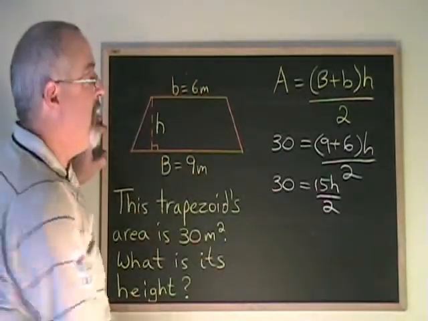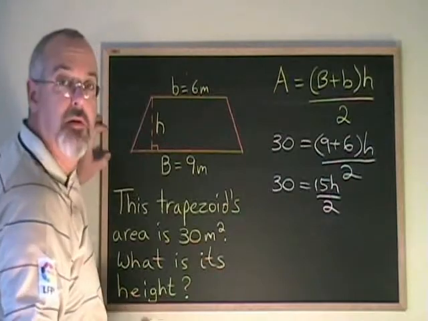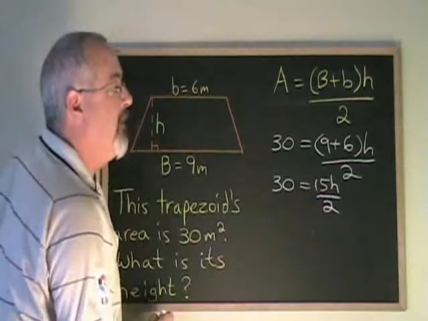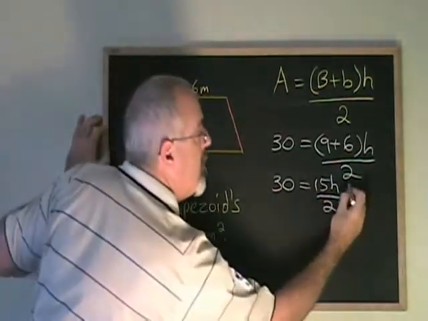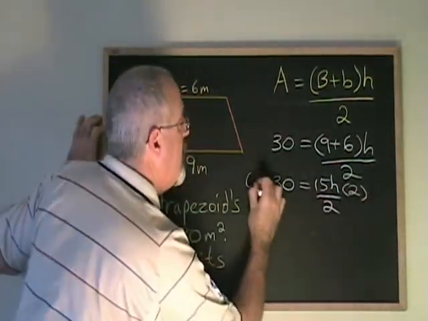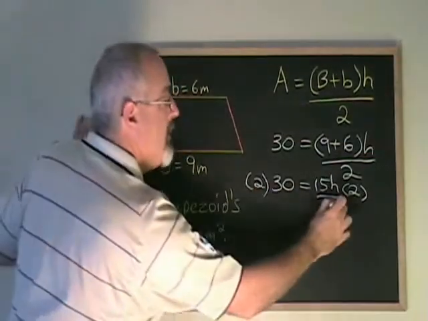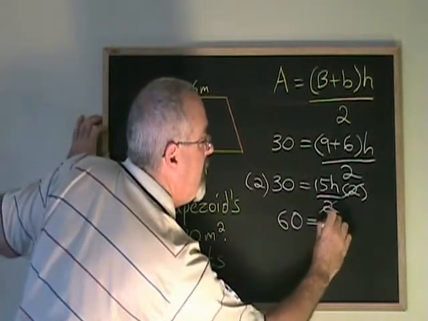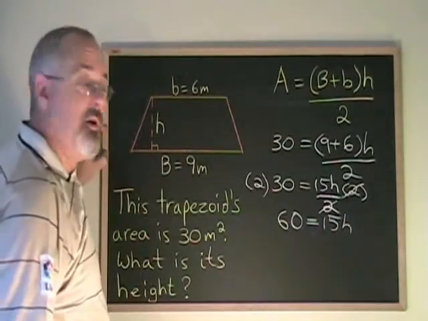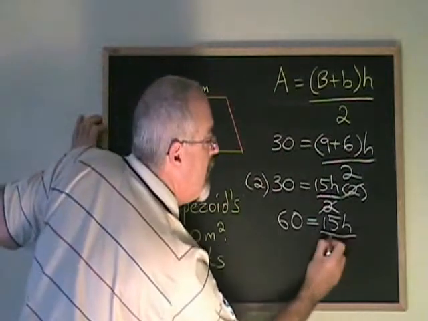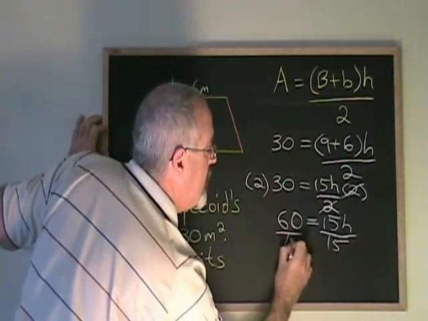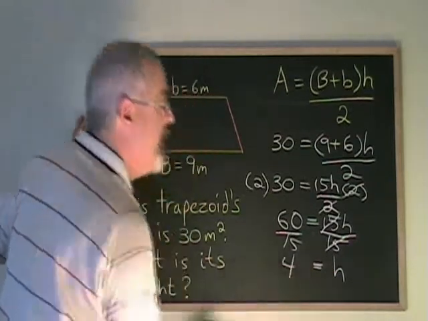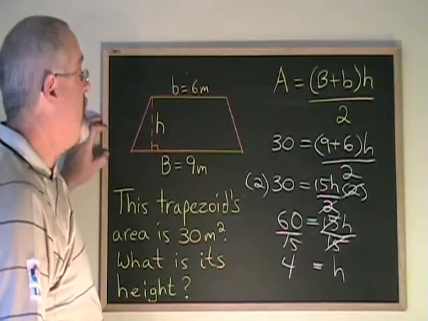I have choices about how I simplify this, but I'm going to use the approach that my algebraic expression, including my variable, is being divided by a 2, so I'm going to multiply both sides of the equation by a 2. These cancel. 2 times 30 is 60 and will be equal to 15h. We're nearly finished. My h is being multiplied by a 15, so I divide both sides by 15. These cancel. H is equal to 4, and all I'm missing is my unit of measure.